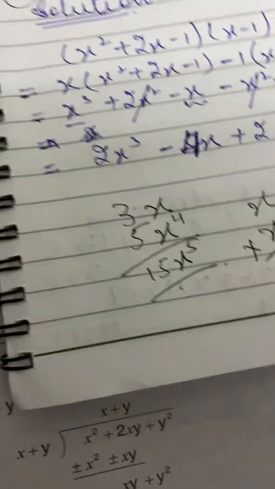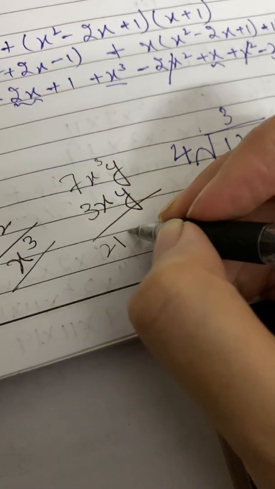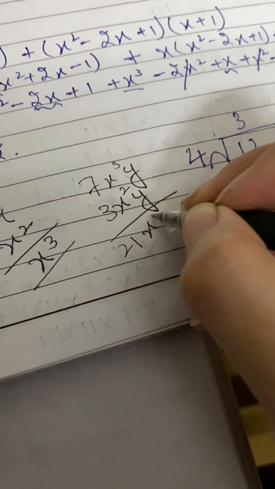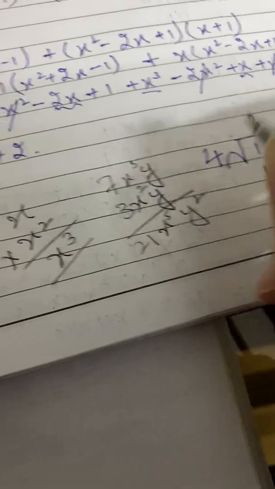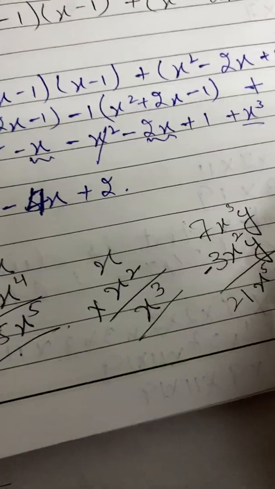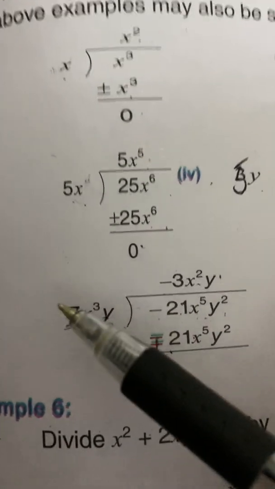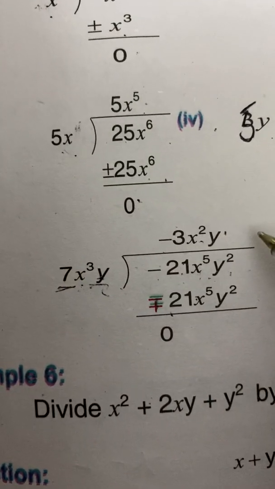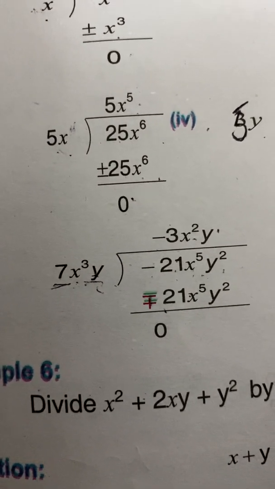Okay, so 3 sevens are 21. x into x cube, x square times x cube, will be x^5, because 3 plus 2 is 5, and then y into y will be y square, but we need minus as well, so we will multiply it by a negative. So now we have minus 21x^5 y square. That is why we will multiply this 7x cube y with minus 3x square y, so it will be minus 21x^5 y square.